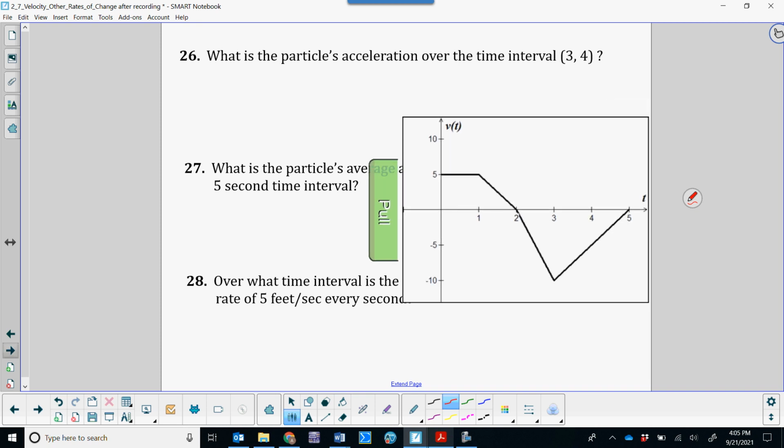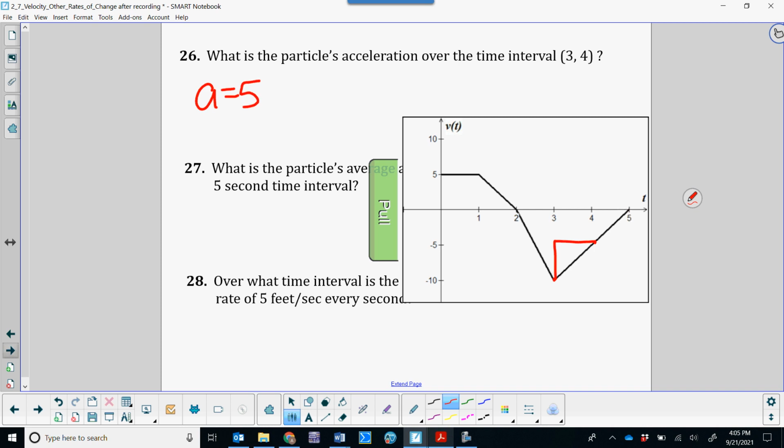So from 3 to 4, the acceleration is the slope of this graph, and this is a line, so we just need the slope of the graph. It appears to be, I think that's supposed to be at -5, and that's at -10. And so if we go from 3 to 4, we're going up 5 and right 1. And so our acceleration is going to be 5.